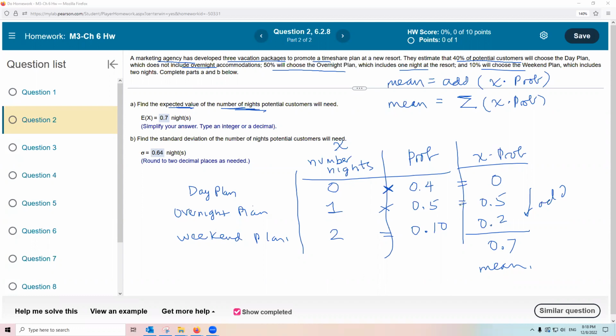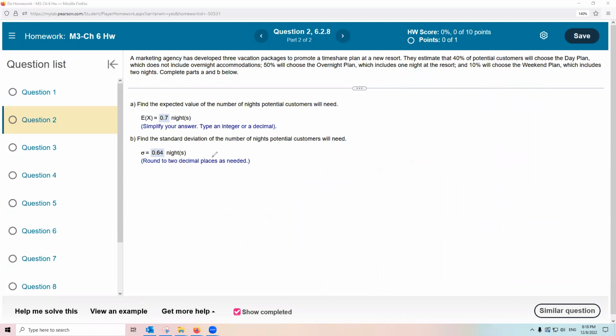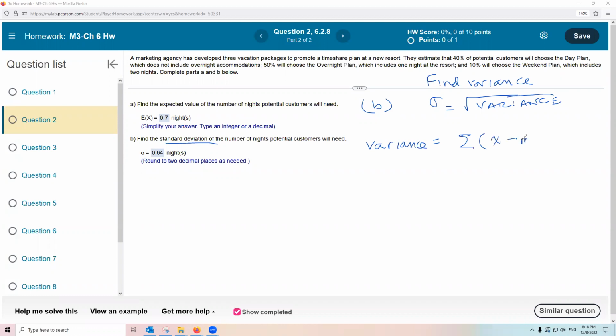All right, let's go to part B of the question. Now that we know the mean is 0.7, they're asking us to find the standard deviation. What we're going to do first is find the variance, because once we find the variance, the standard deviation is the square root of the variance. So let's find the variance first. There's a formula that says if you want to know the variance, you take the sum of x minus the mean, squared, times the probability.